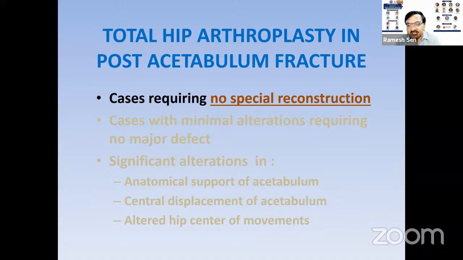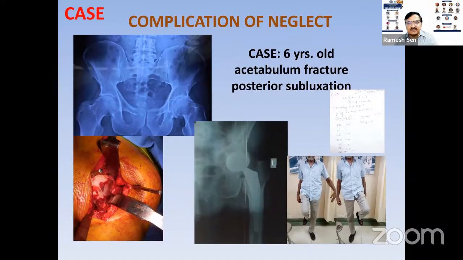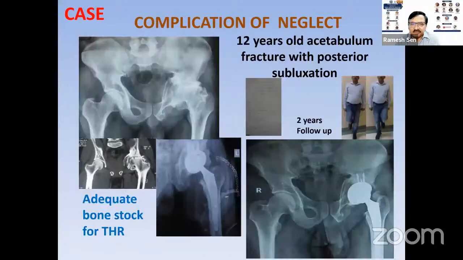So first we look at the cases where we don't need any special reconstruction, like this case. It is a 6 year old dislocation. The acetabulum is not normal, but there is a reasonable amount of bone. You just have to get an access, ream it well and put an implant, and you can see the outcome is quite okay.